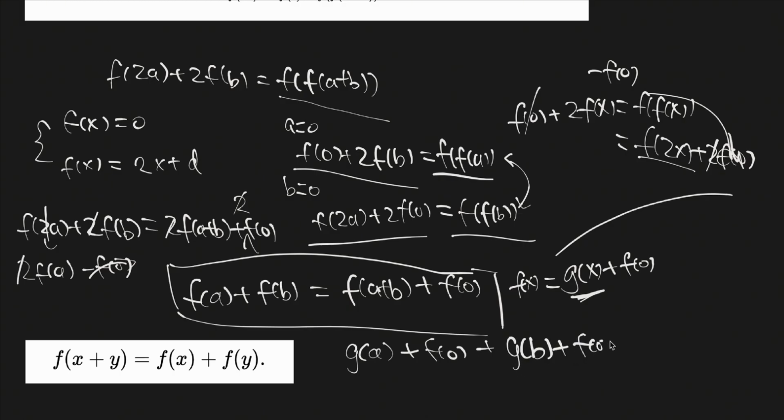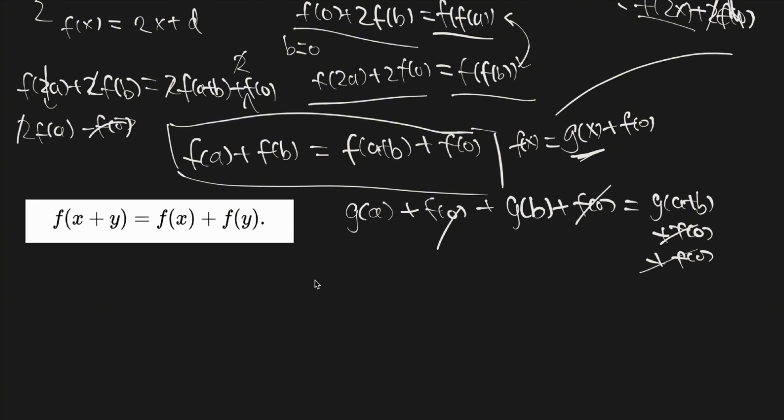On the right hand side, we have f of a plus b is equal to g of a plus b plus f of 0, and then we also have the last f of 0 here. So what's nice with this substitution is that since we only had one function term on this side and two on this side, they would generate two f of 0s, and this would only generate one, but it already has an f of 0. So there's actually two on both sides, and they can all cancel out.